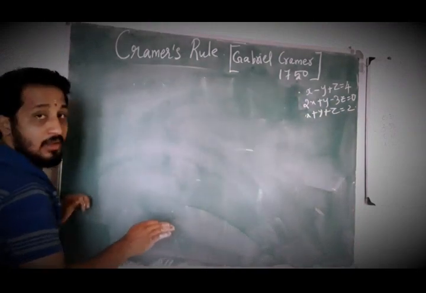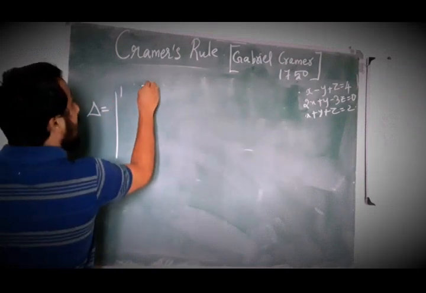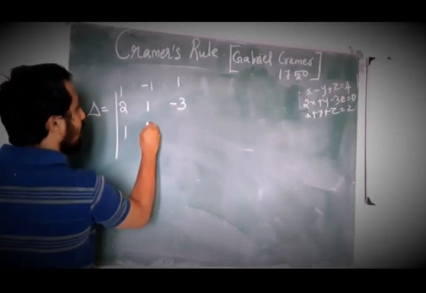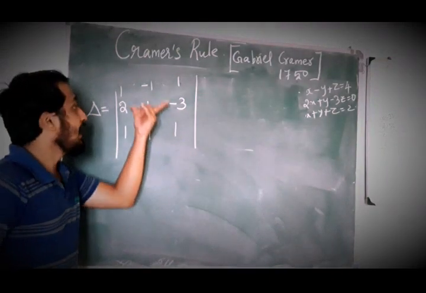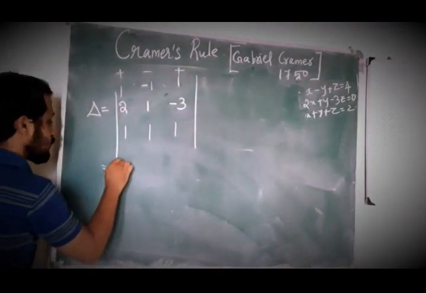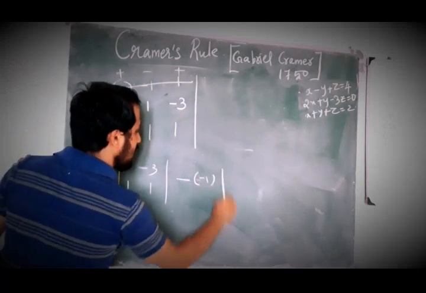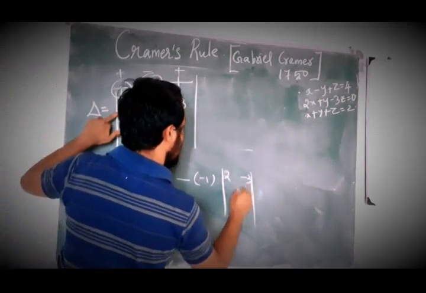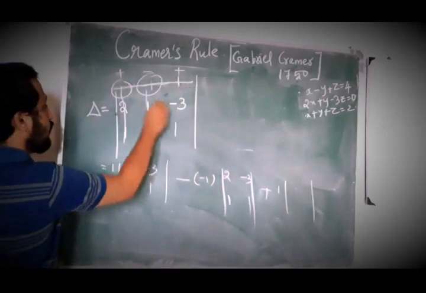So the coefficient determinant delta is nothing but the coefficients of the unknown variables. That is 1 minus 1 1, 2 1 minus 3, 1 1 1. First find the value of the determinant. How do you find the determinant of a 3 by 3 matrix? Expanding with respect to the first row, alternating plus minus. That is 1 into, eliminating this row and column, 1 minus 3 1 1, minus 1 into 2 minus 3 1 1, plus 1 into 2 1 1 1.